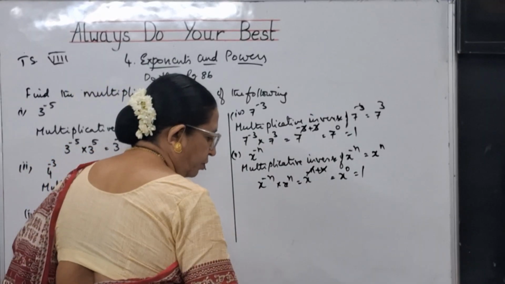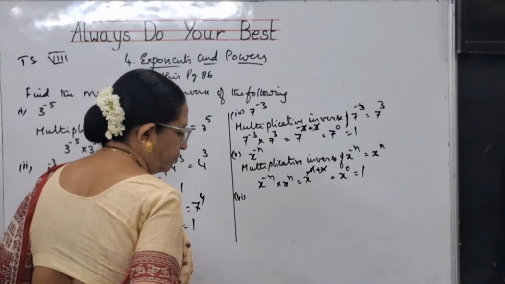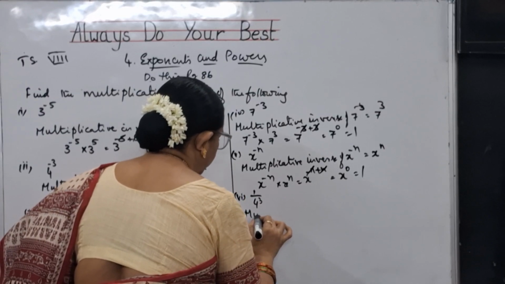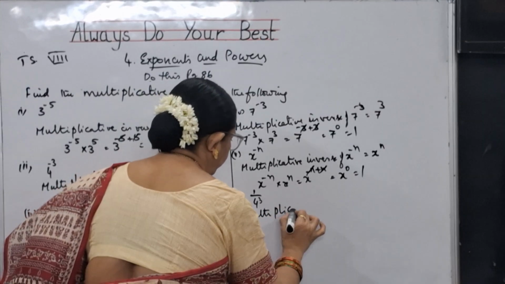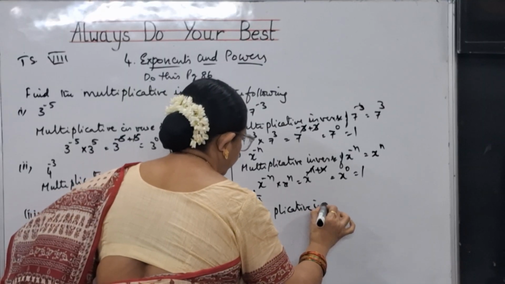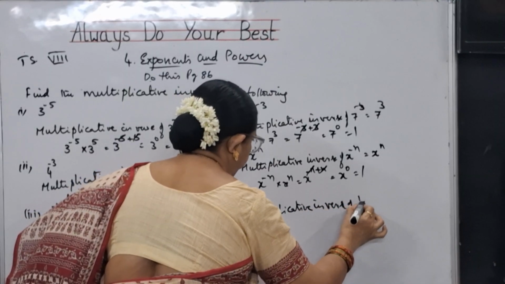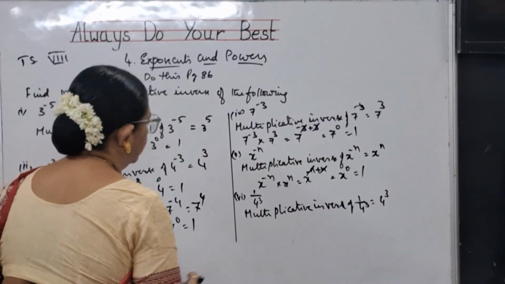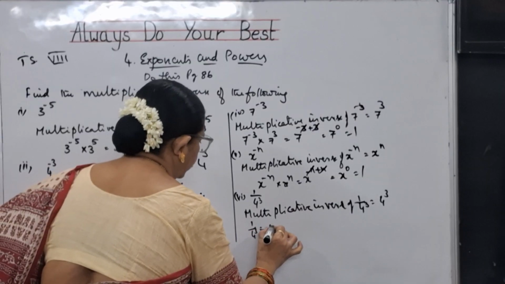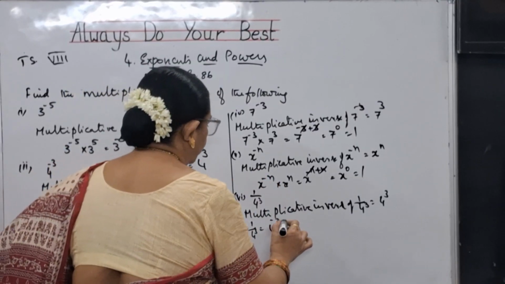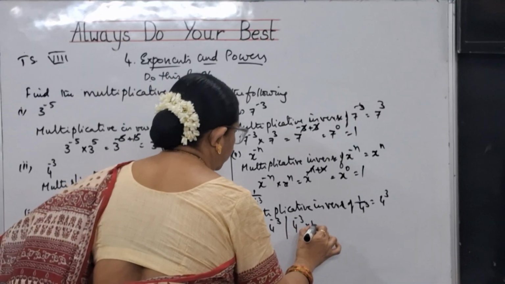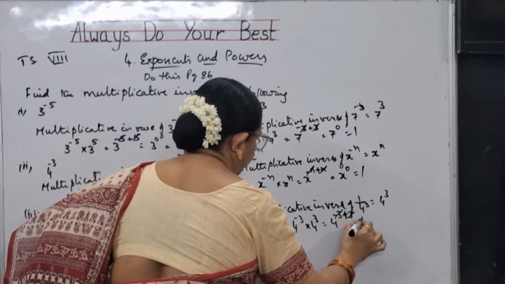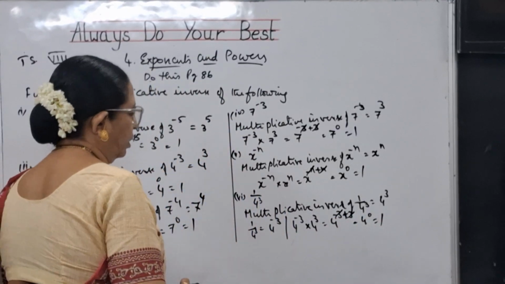Next, after fifth, sixth one. 1 by 4 to the power of 3. So, the multiplicative inverse of 1 by 4 to the power of 3 is 4 to the power of 3. How can you write? 1 by 4 to the power of 3 can be written as 4 to the power of minus 3. So, 4 to the power of minus 3 into 4 to the power of 3 is 4 to the power of minus 3 plus 3. These two will get cancelled. 4 to the power of 0, that is equal to 1.